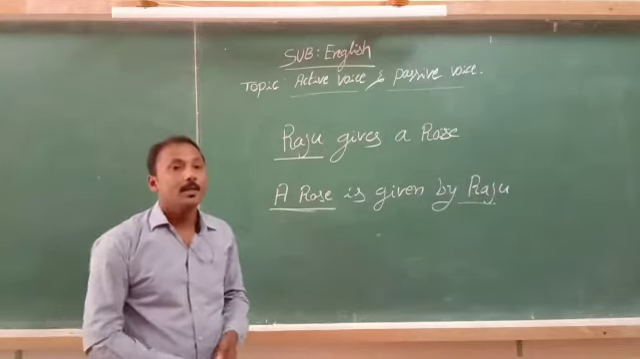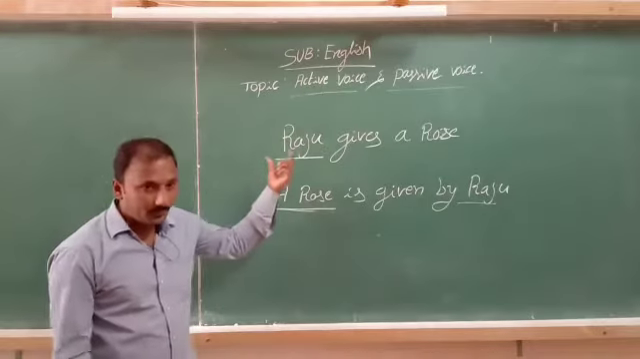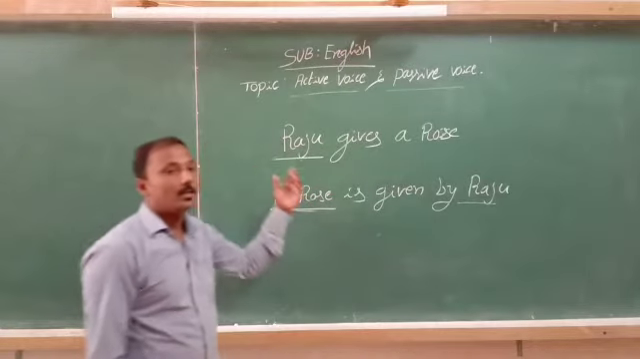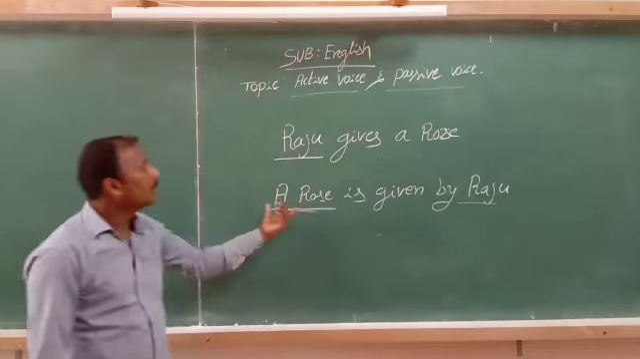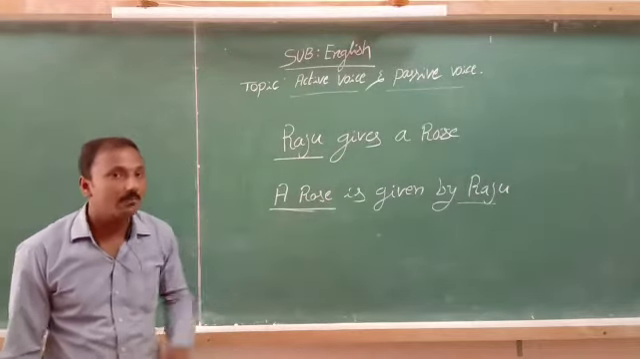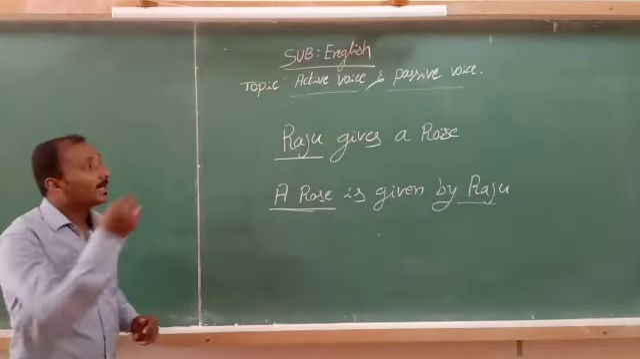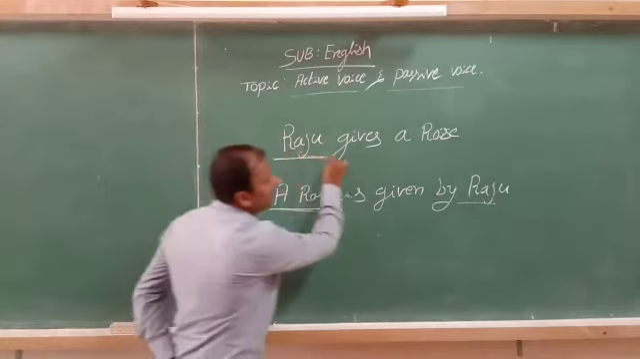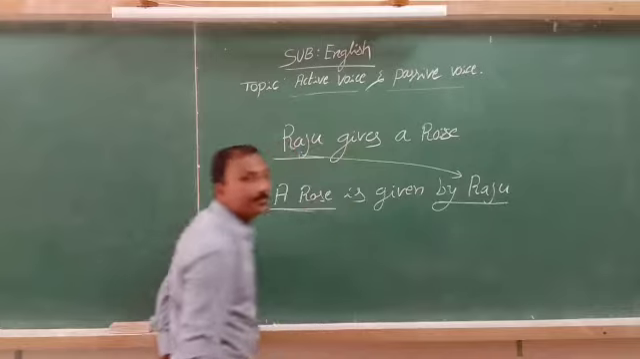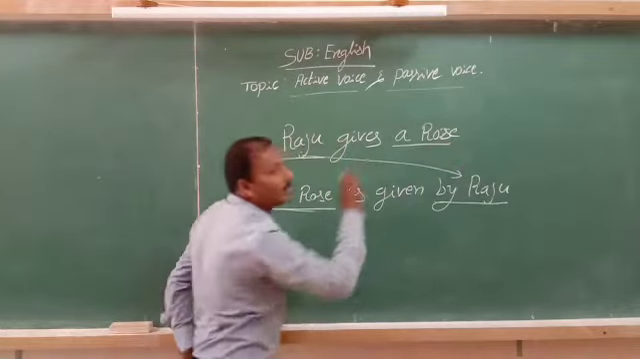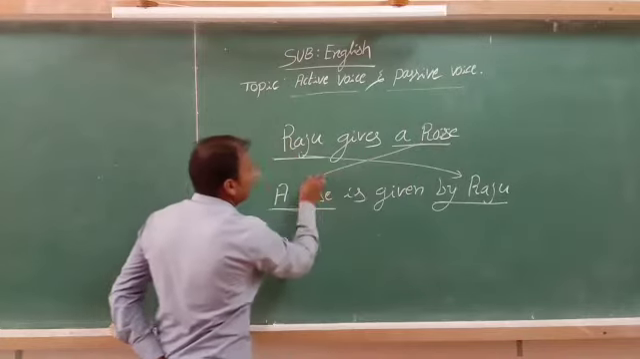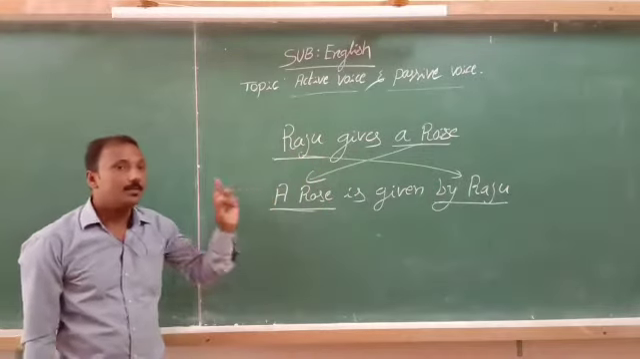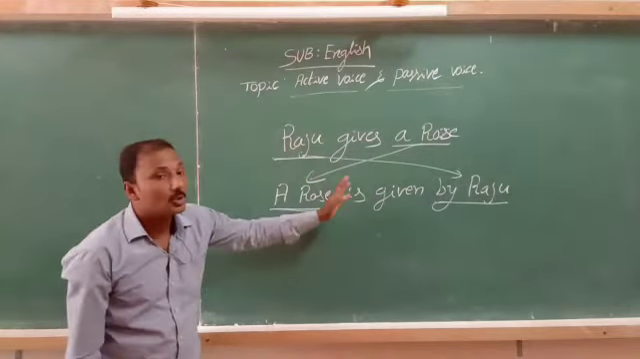The first one: the subject in the active voice becomes the object in the passive voice. Similarly, the object in the active voice becomes the subject in the passive voice. That is the first step of changing an active sentence into passive. You observe that the subject Raju changes to the object in the passive voice. Then a rose is the object in the sentence and changes to the subject in the passive voice. Subject becomes object, object becomes subject.